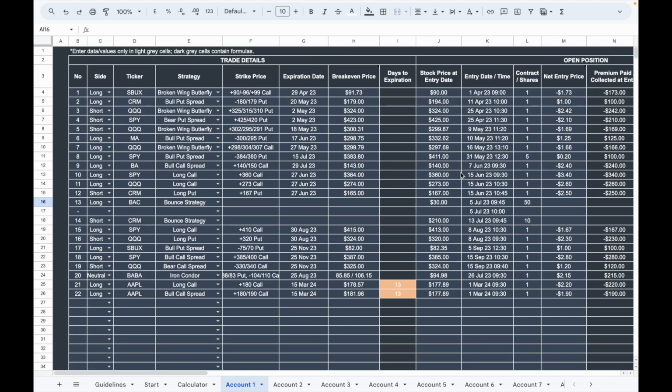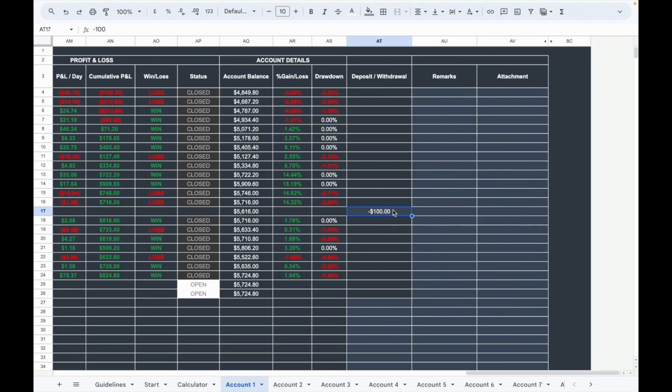If you deposit money or withdraw money from your account, you can also record it into the trading journal here. In order to record an account deposit or withdrawal, you need to put a dash sign under the trade number, then input the date and time that you withdraw or deposit the money, input the amount of deposit or withdrawal. If you withdraw money from the account, you have to put a minus sign in front of the amount.